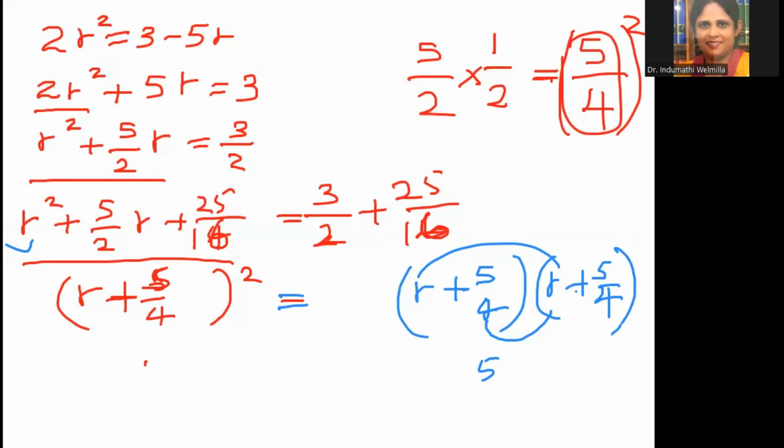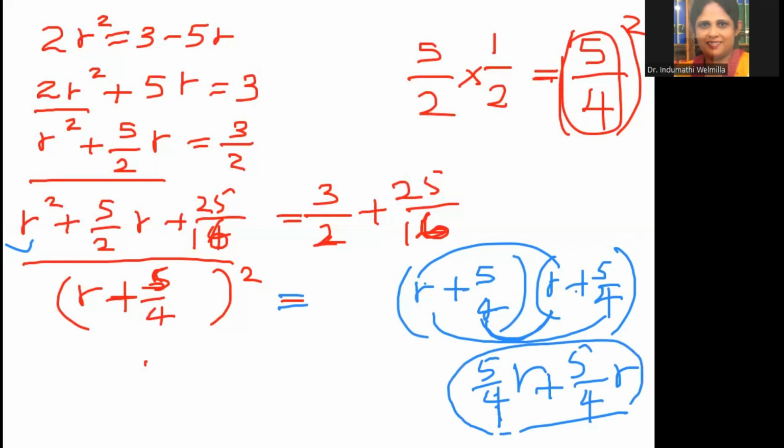Okay, R squared. When we multiply in these two, 5 over 4R, and when we multiply in the other two terms, plus 5 over 4R. Then we add these two together, 10 over 4, right? 10 over 4, that means 5 over 2. It's okay, no? It's equal to this one, right? And the middle term, okay. Then the final term, when we multiply the final two terms, 5 into 5, 25, 4 into 4, 16. It's okay, right? That means we have written the correct squared factor.